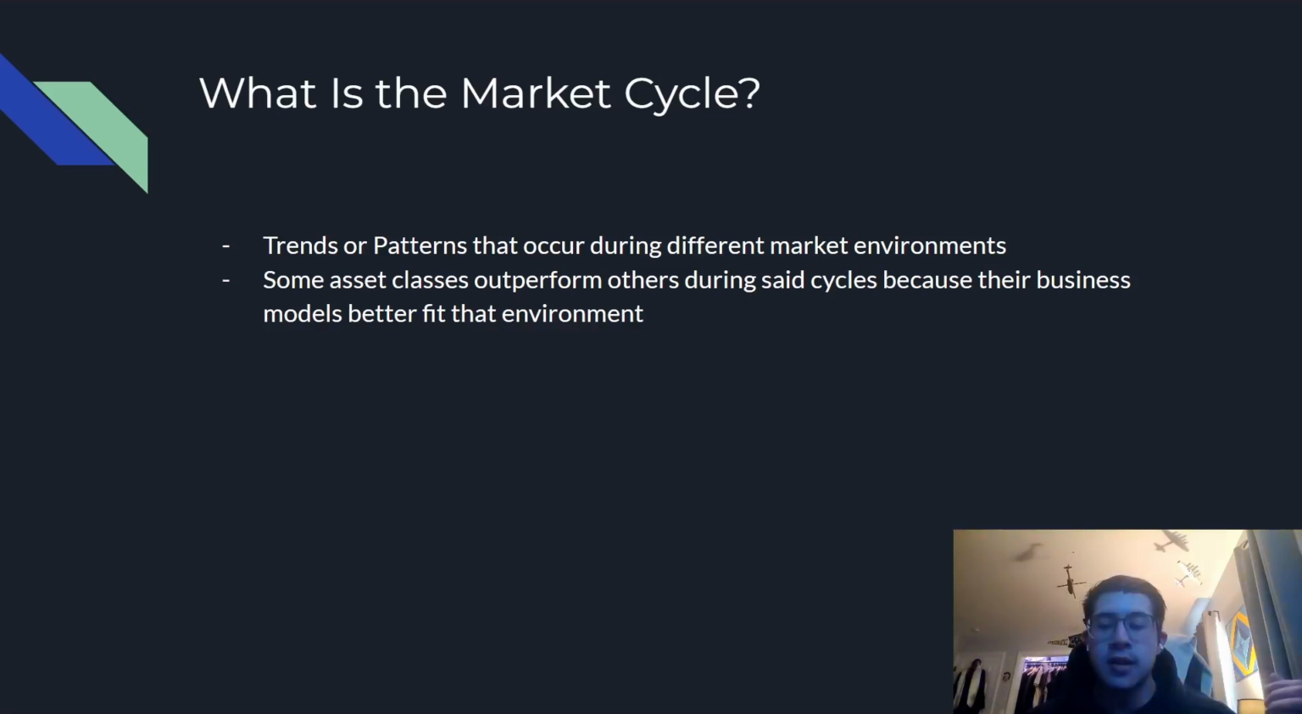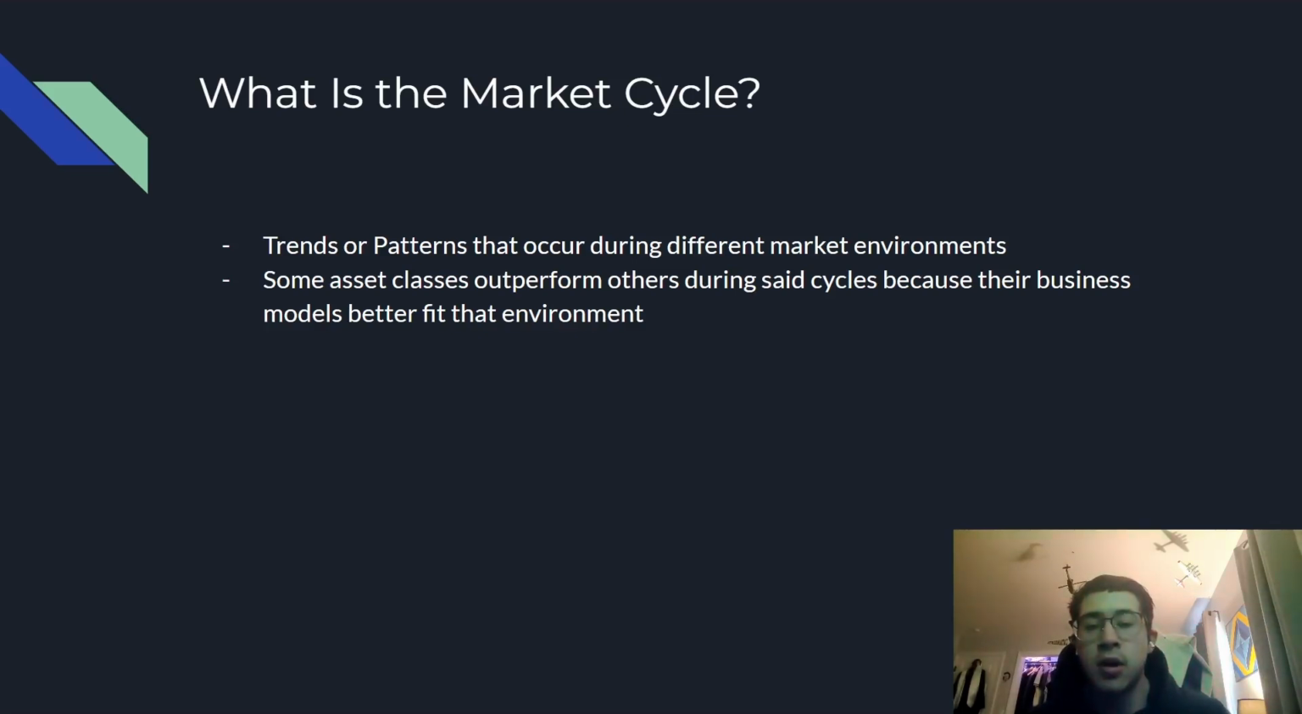So, for instance, if inflation is high and people are skeptical about the market, well, what asset class is probably going to outperform the market? Probably a safe haven like gold will outperform the market if there's a bunch of uncertainty within it, right?